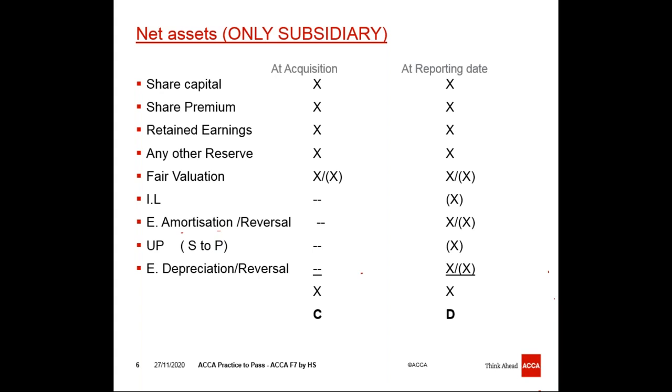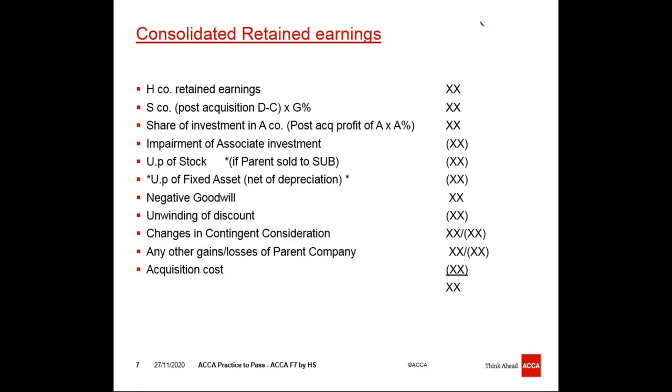Impairment loss should be reported on the reporting side. Unrealized profit will be considered here only when the subsidiary sold to the parent. And when we have excess depreciation, we might have some excess amortization as well. So these are the basic things that we do. For basic understanding, we are giving the name C to the net assets at acquisition, and the name D to the net assets at the reporting date. To understand, see the next slide.